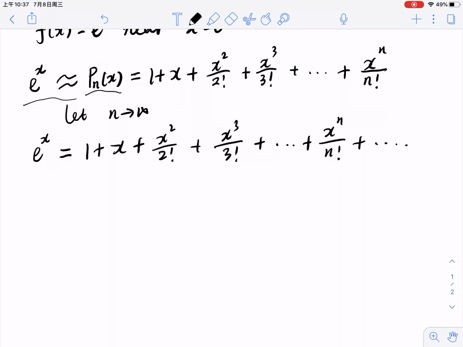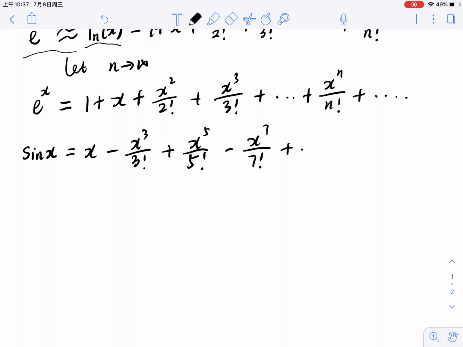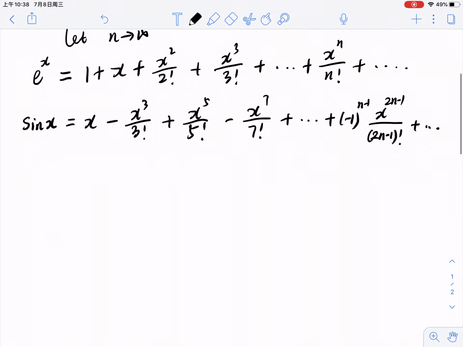The same thing happens with the Taylor polynomials for sine and cosine. So for sine and cosine, we have these two. Sin x is x minus x cubed over 3 factorial plus x to the 5 over 5 factorial minus x to the 7 over 7 factorial plus ..., and the general term is (-1)^(n-1) x^(2n-1) over (2n-1) factorial. This is sin x.